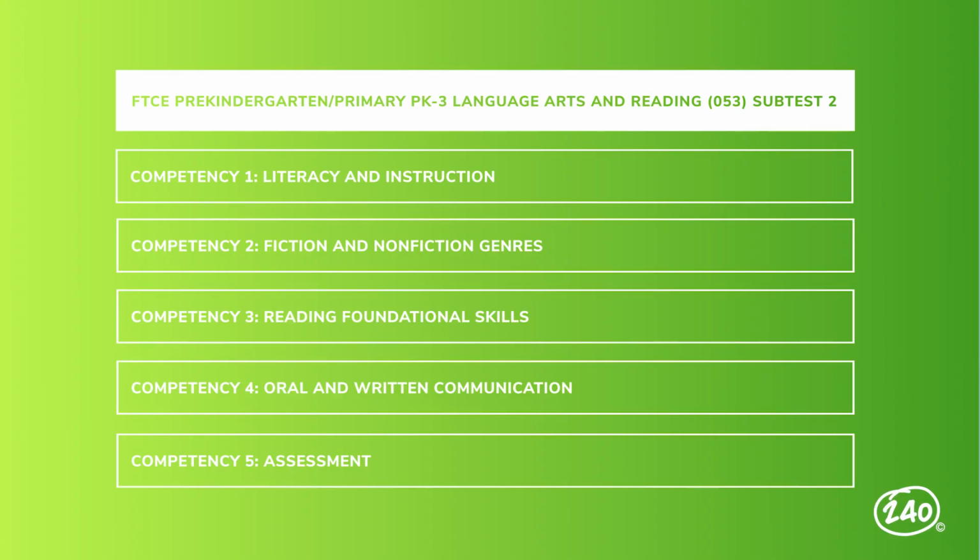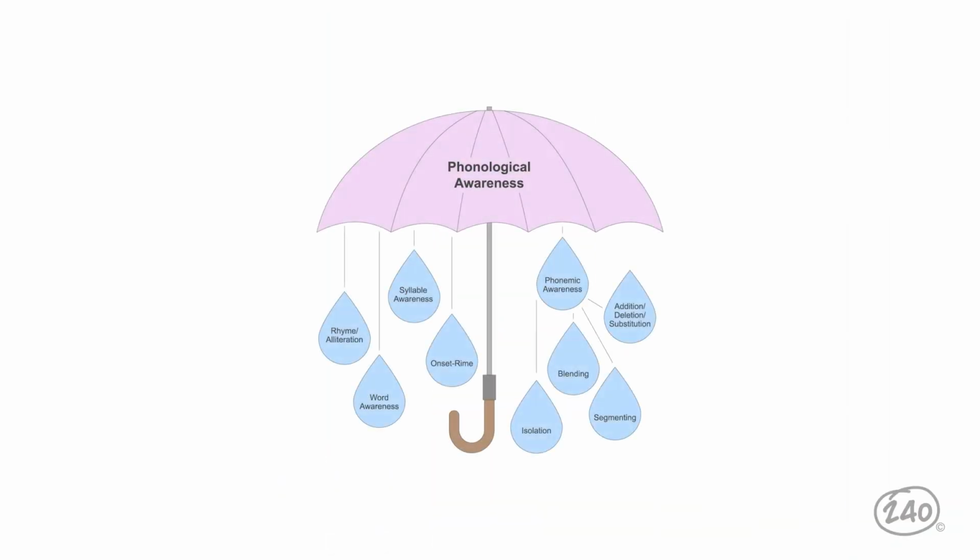Let's start with the building blocks of literacy and take it from the top with Competency 1. This section of your exam covers both general knowledge of literacy development and how to teach and promote early literacy skills. Expect to see questions about concepts of print, the alphabetic principle, phonological awareness. Actually, let's jump right into that one.